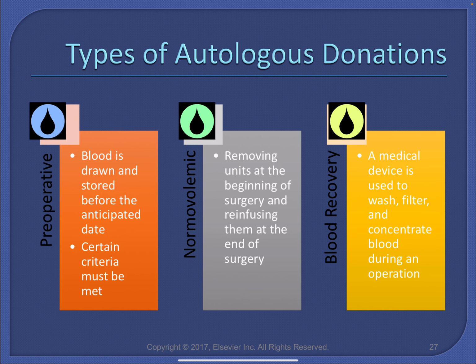The other form of autologous transfusion is the normovolemic hemodilution transfusion. And this involves removing one or more units of blood at the beginning of a surgery. And crystalloid or colloid solutions restore the fluid volume, and the blood is stored for reinfusion during or at the end of the surgery. So that's also called an acute normovolemic hemodilution.